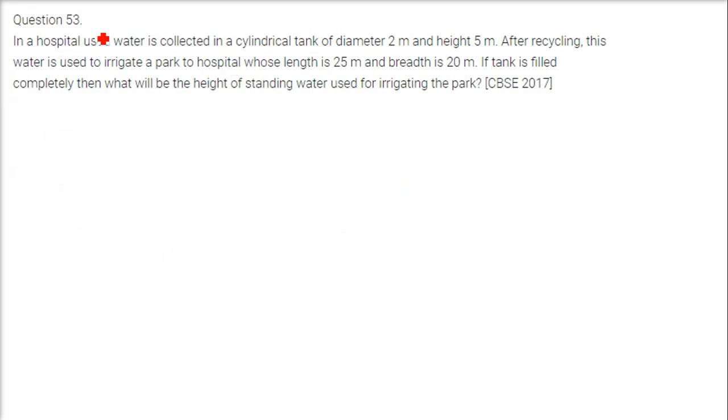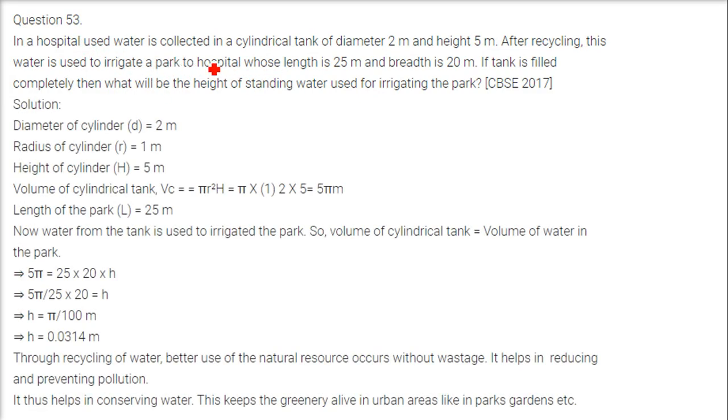In a hospital, the used water is collected in a cylindrical tank. So we have a cylindrical tank of diameter 2 meter and the height is 5 meter. Now after recycling, this water is used to irrigate a park in the hospital whose length is 25 meter and the breadth is 20 meter. So we have this kind of arrangement.